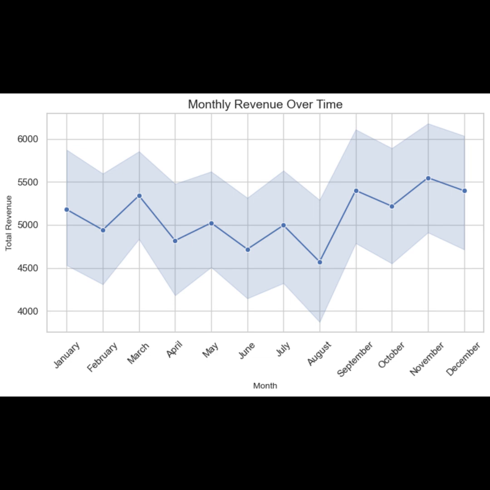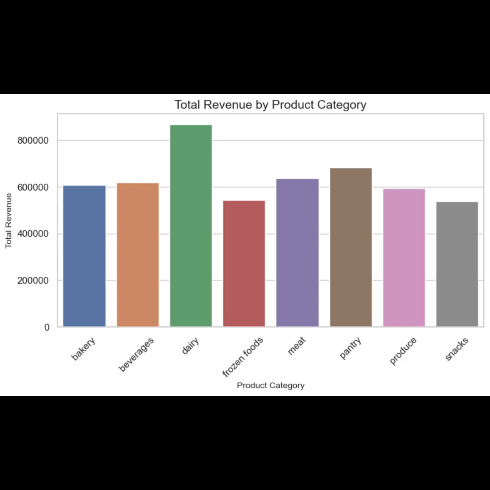Now, the shaded area of the line indicates the variability, or you can say the range of values around the data points, suggesting some fluctuations in revenue within each month. Overall, this graph provides a clear visual representation of how the company's revenue changes throughout the year, highlighting peak months and periods of lower revenue. And this can be very, very useful for financial analysis and business planning as well.